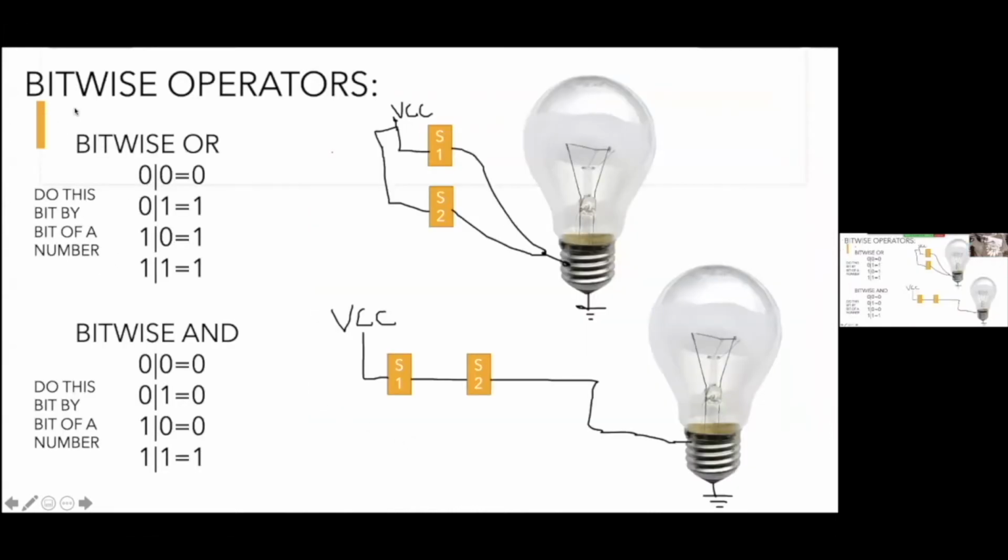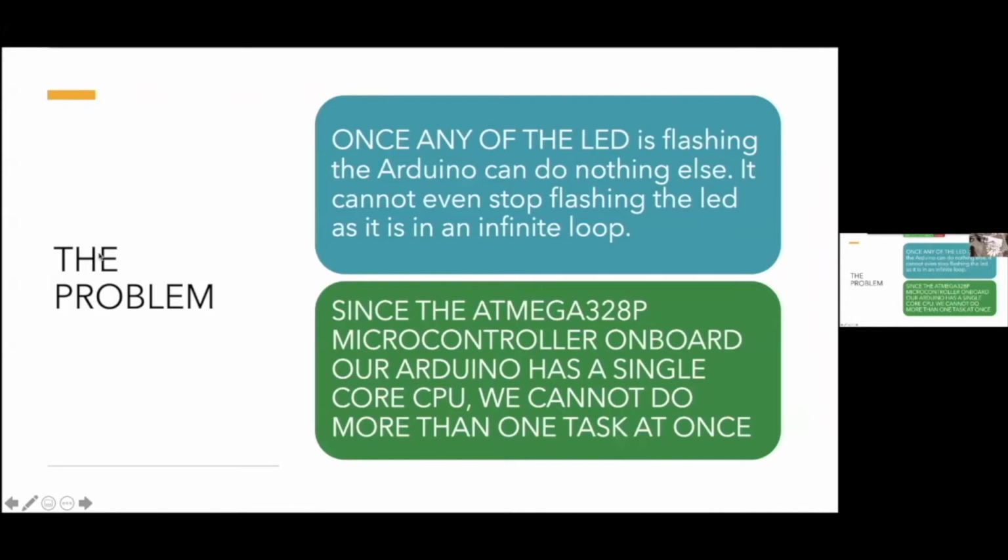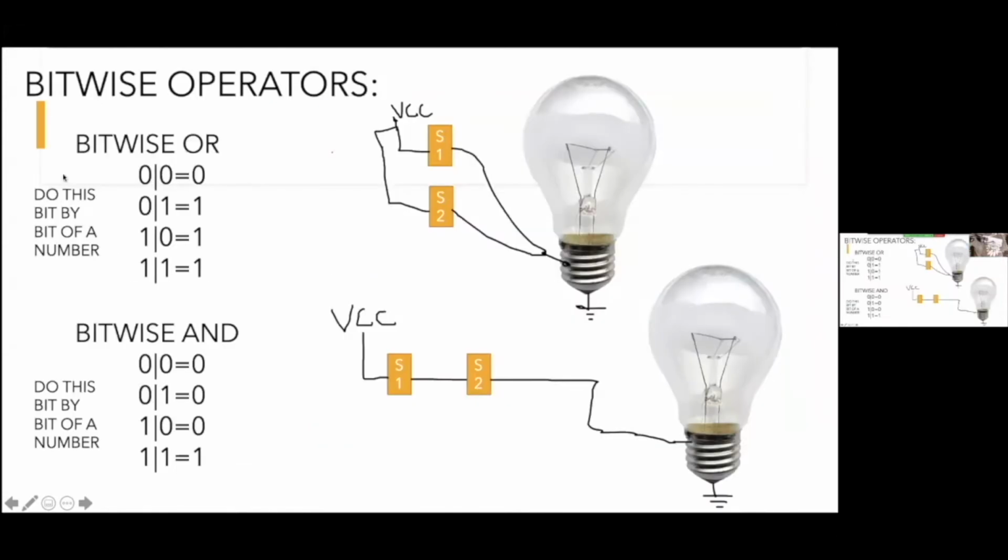So before we proceed, we need to learn about some bitwise operators. So what is bitwise OR? Bitwise OR means if there are 2 numbers, and you do the bitwise OR, then each bit is compared using this rule. Every bit is compared bit by bit between those two numbers.